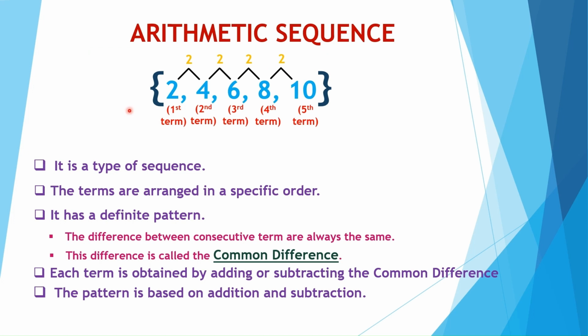By adjacent, we mean two numbers that are beside each other, like 2 and 4 are adjacent to each other, 4 and 6 are adjacent to each other, 6 and 8 are adjacent to each other, and 8 and 10 are adjacent to each other.